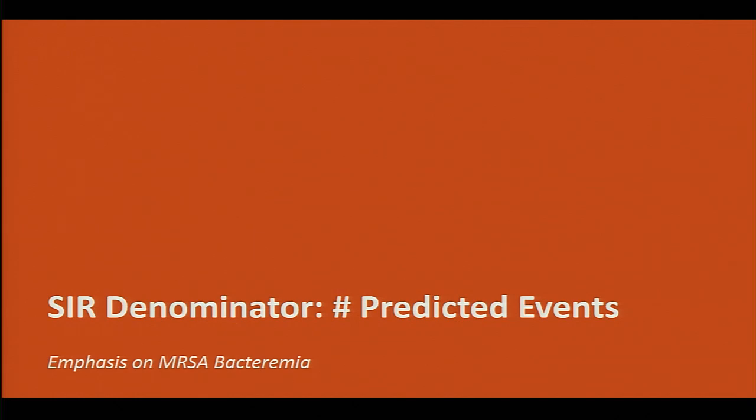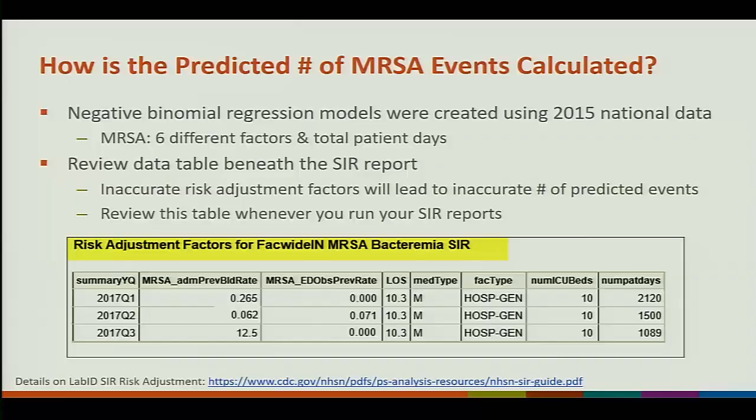Okay, so that's the topic of the next few slides. We're going to talk about those variables used for the number of predicted events. I will focus on MRSA bacteremia, but several of these variables are also used for C. difficile. So the number of predicted MRSA events is calculated using a negative binomial regression model, which identified 6 different factors that contribute to that number predicted, as well as the total patient days.